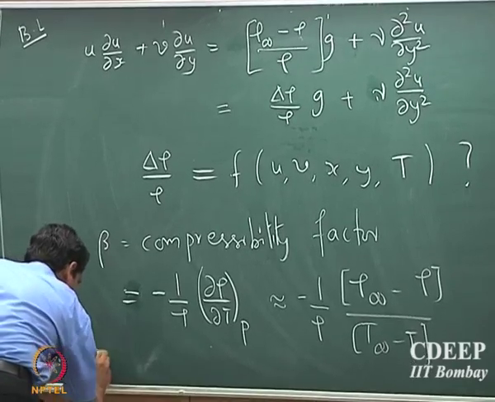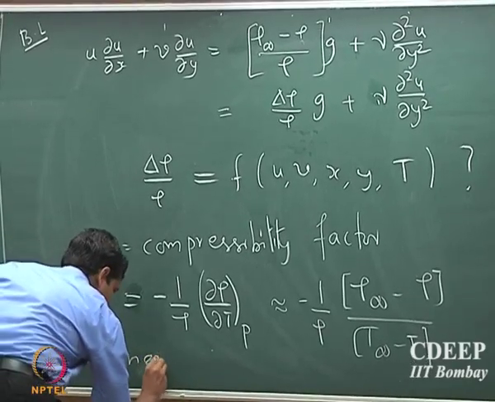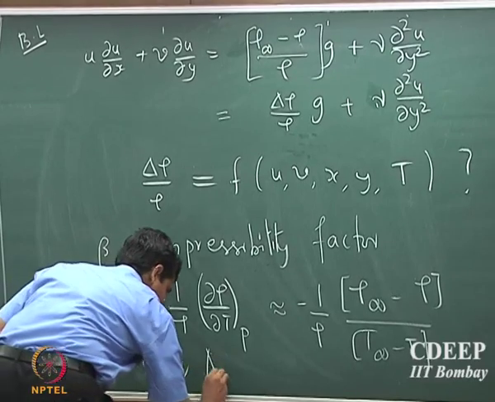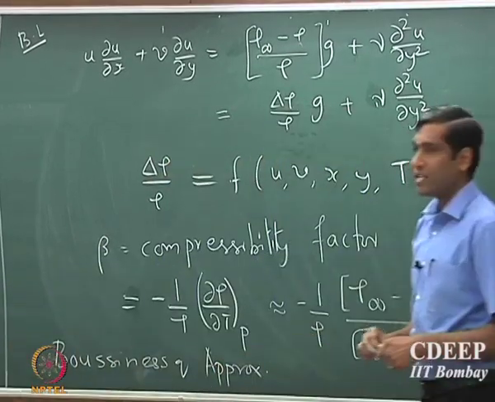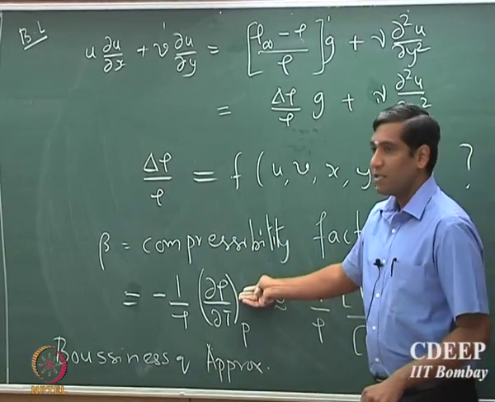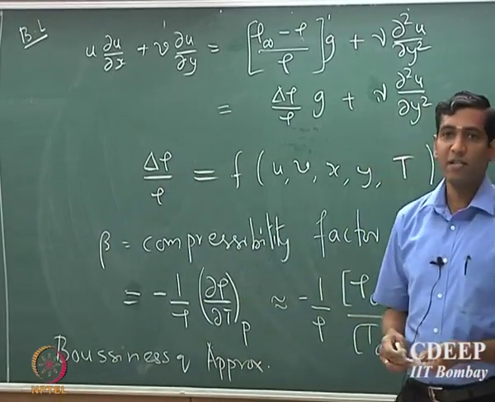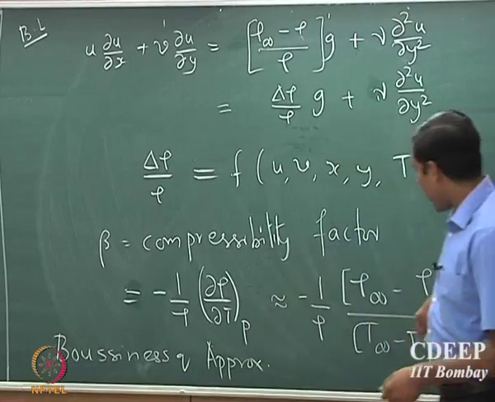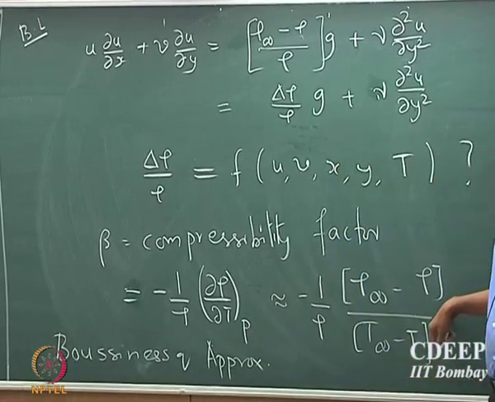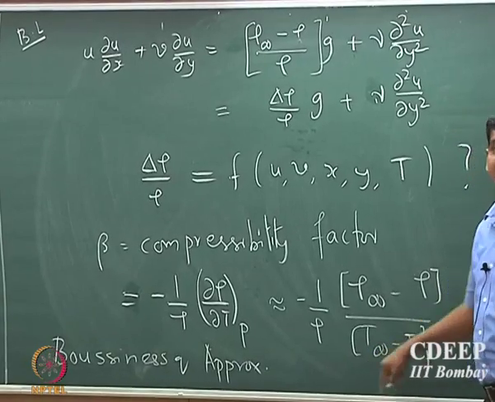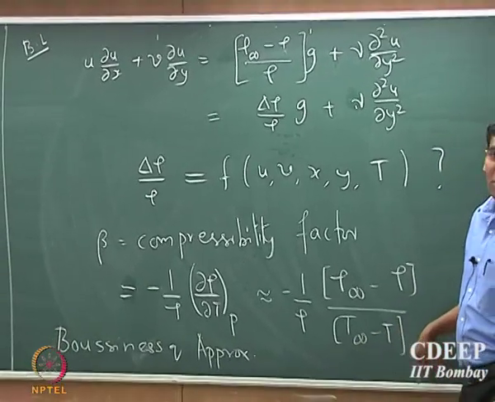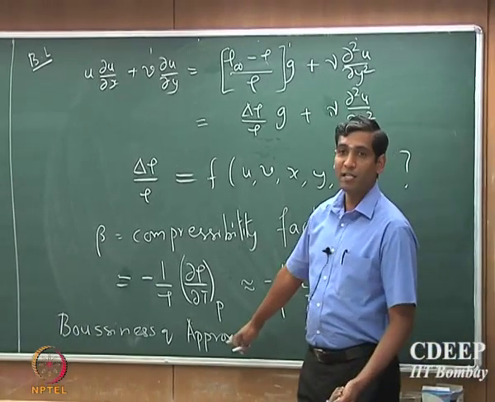After the person Boussinesq, approximating the gradient, the density d rho by dT, as simply the difference in the bulk and the local density divided by the difference in the bulk temperature and the local temperature. That is what is called Boussinesq approximation.